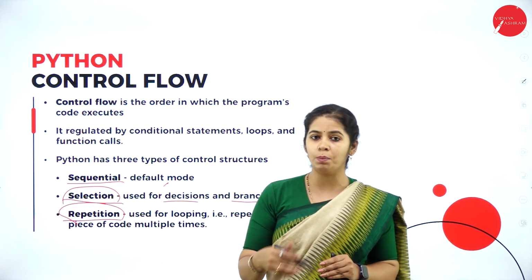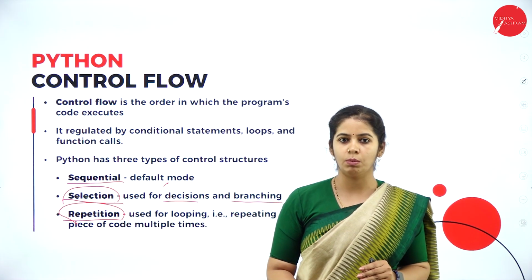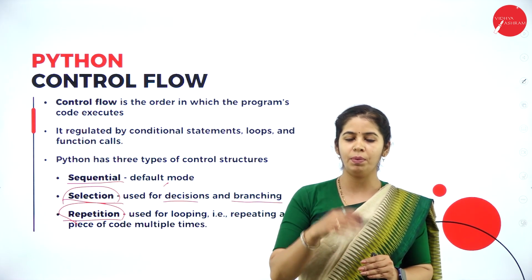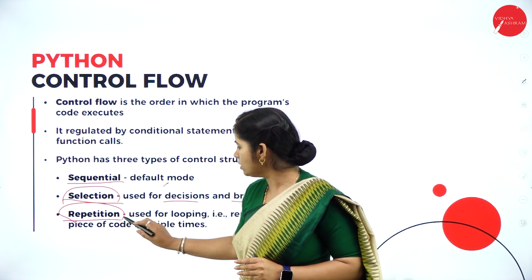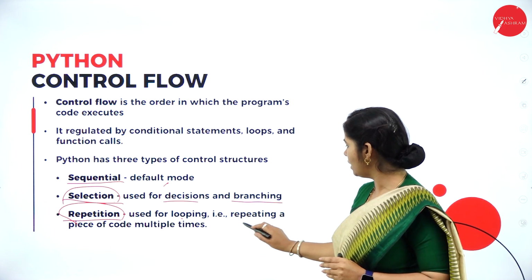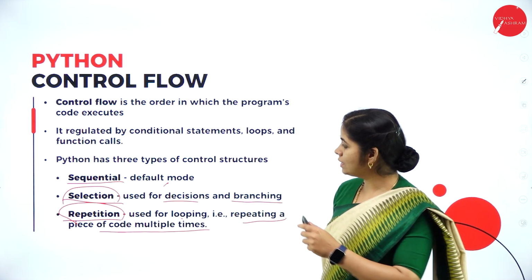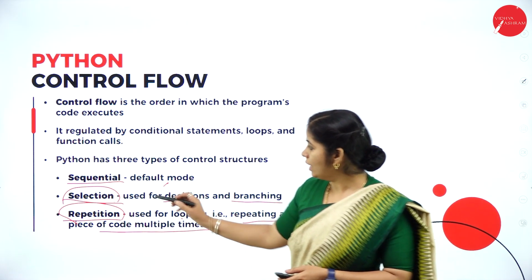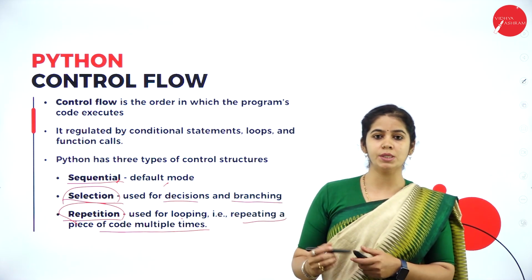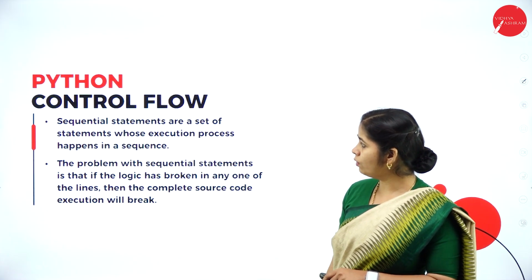Whenever we say repetition, obviously what comes to our mind? The looping statements. The loop repeats, repeats, repeats until the condition fails. That is what is used for looping, repeating a piece of code multiple times. So these are the different types of control flow we have. Let's see them one by one. This is the default one, we need not explain much about it. So we'll go with the selection control flow.